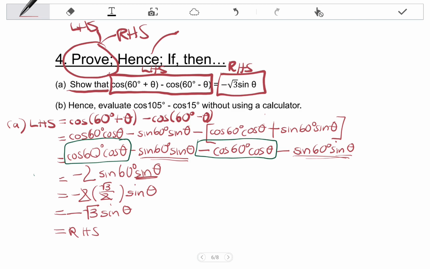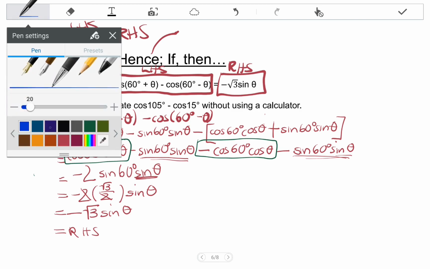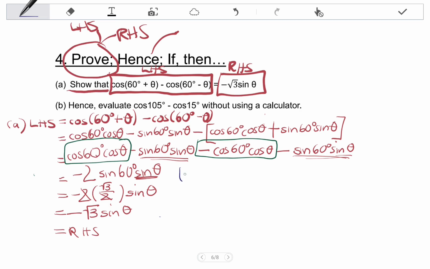Okay. Now if we look at question B, it says hence, which means we have to use question A, evaluate cos 105 degrees minus cos 15 degrees without using a calculator. Okay, just going to change my pen color here. Okay, now how can we use A to solve B?